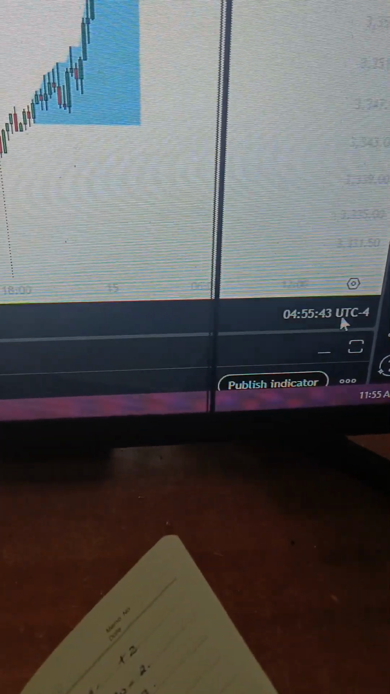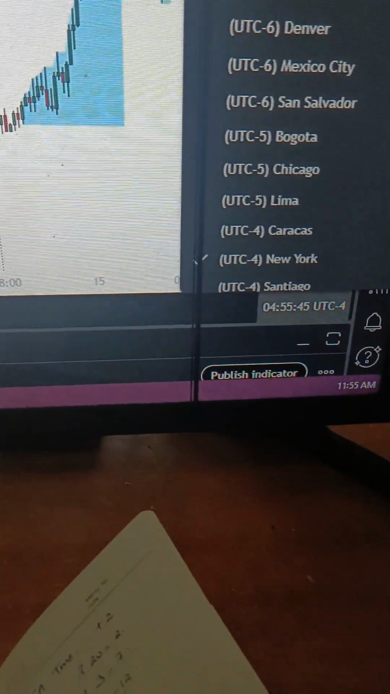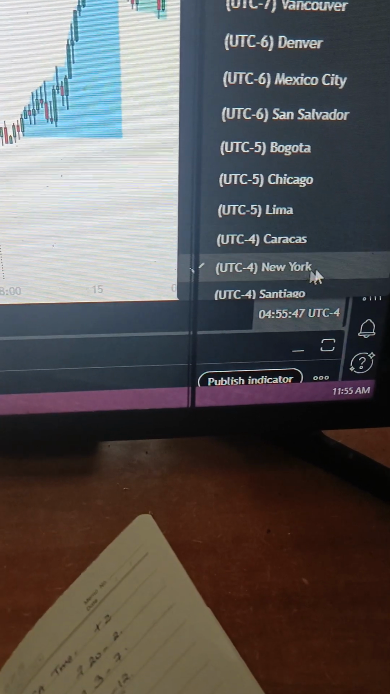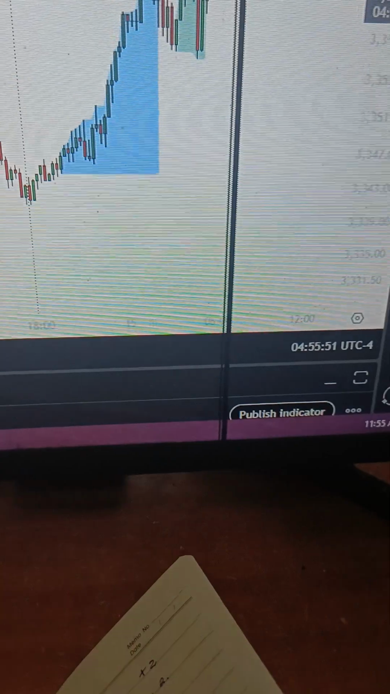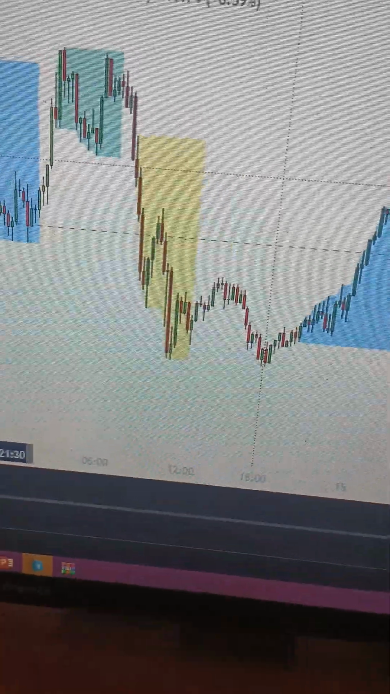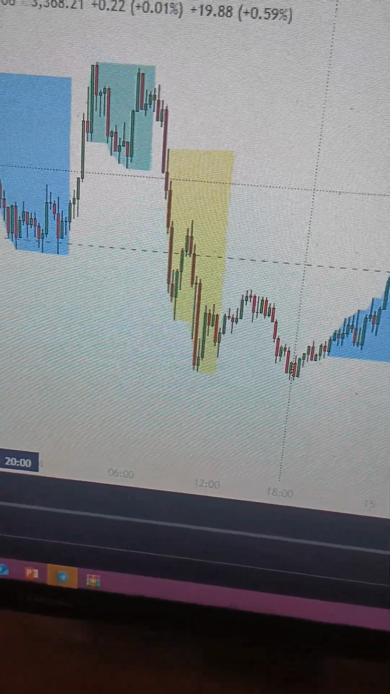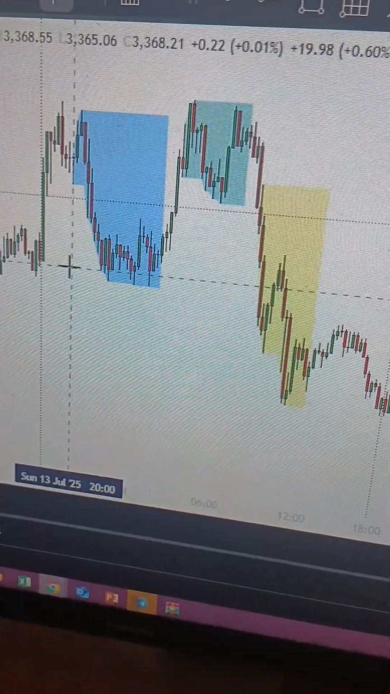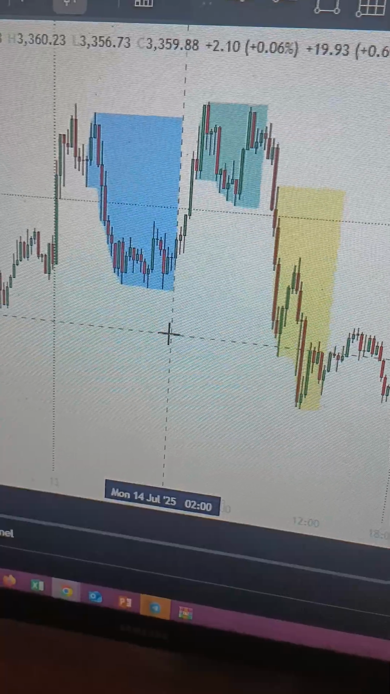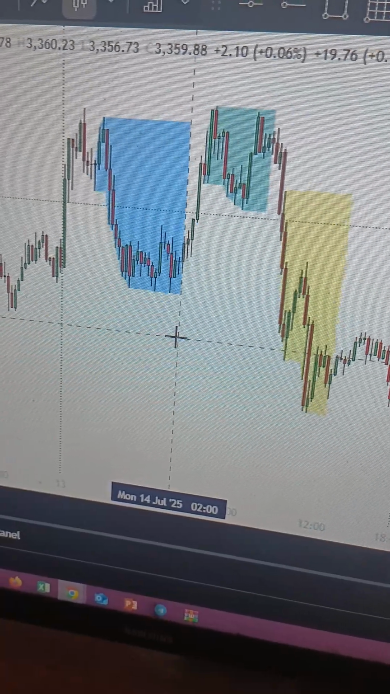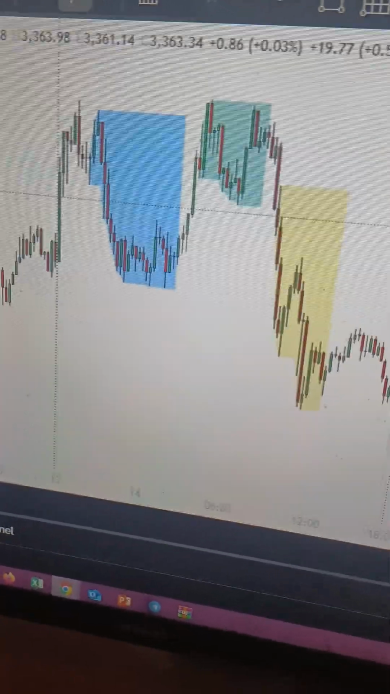For the Asian session, currently I'm using UTC -4. You can mark and decide which time zone you're going to use. For me, I'm using New York, UTC -4. So my Asian range starts from 20. You can see it starts from 20 and it ends at 2. Okay, so that is my Asian range.